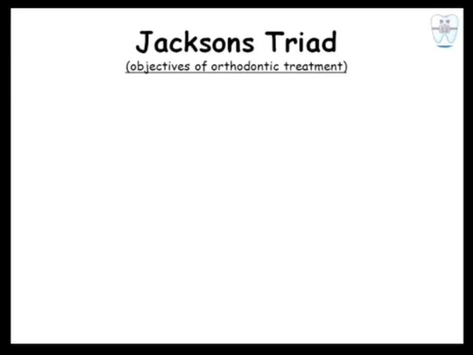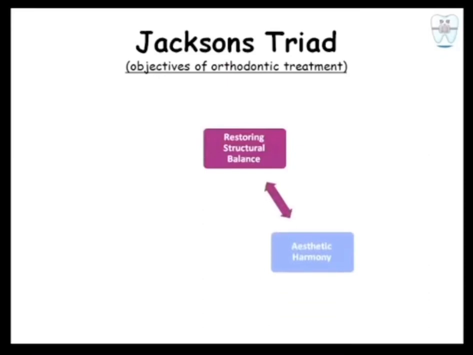Next is Jackson's Triad. Jackson's Triad also gives us the aims or objectives of orthodontic treatment. There are three components of Jackson's Triad, which are restoring structural balance, next is aesthetic harmony, and establishing the functional efficiency.